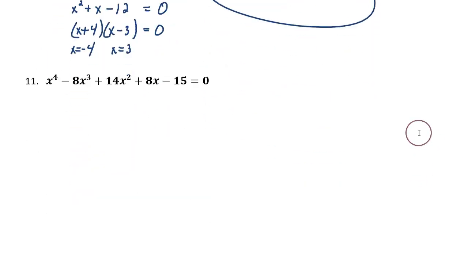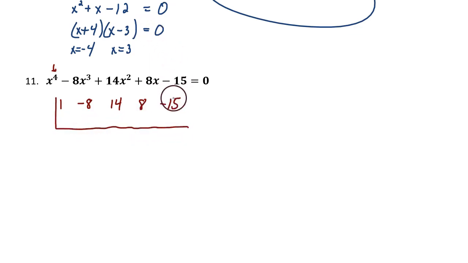Now number 11, here's another equation to solve. We're going to use exactly the same technique. This time we're expecting to get 4 answers. So let's start with synthetic substitution. 1, negative 8, 14, 8, negative 15. And you just got to pick something to start with. Just make sure you're picking something that's a factor of this last number, like 1, 3, 5, 15, something like that. I'm going to try 1.